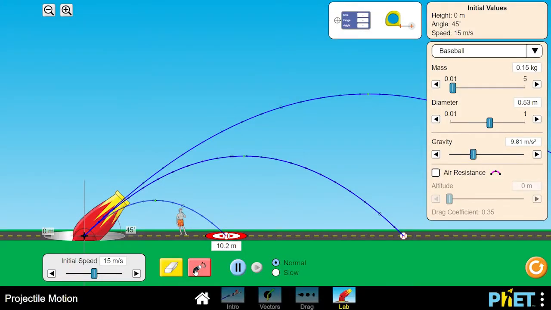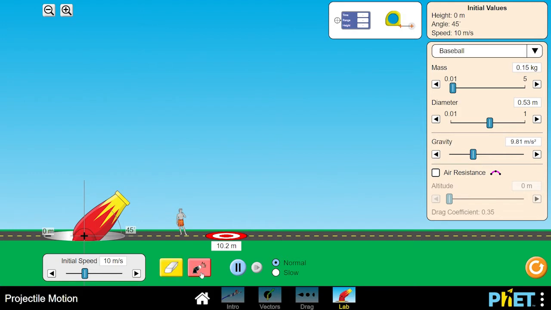Because the simulation is so consistent, we can calculate exactly where the ball is going to land. From our calculations, we know the ball is going to land at 10 feet. These are the basics of projectile motion.